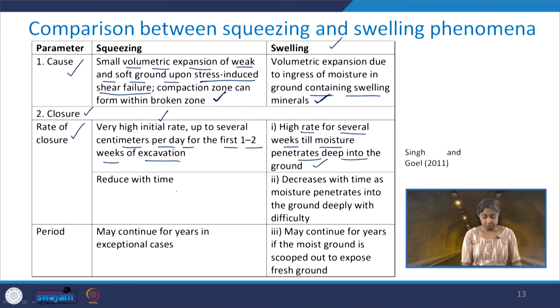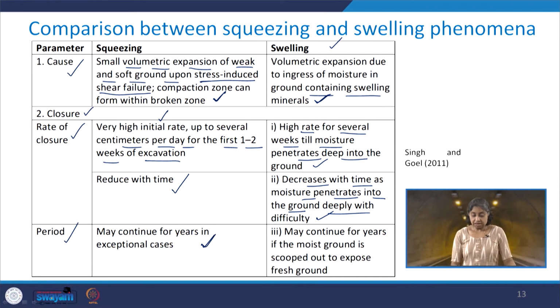Now, this rate of closure reduces with time in case of the squeezing ground condition, but in case of the swelling, it reduces with time as the moisture penetrates into the ground deeply with difficulty. So, that is the main difference. Coming to the parameter called period, these may continue for years in exceptional cases, and in case of the swelling ground condition, these may continue for years if the moist ground is scooped out to expose fresh ground.